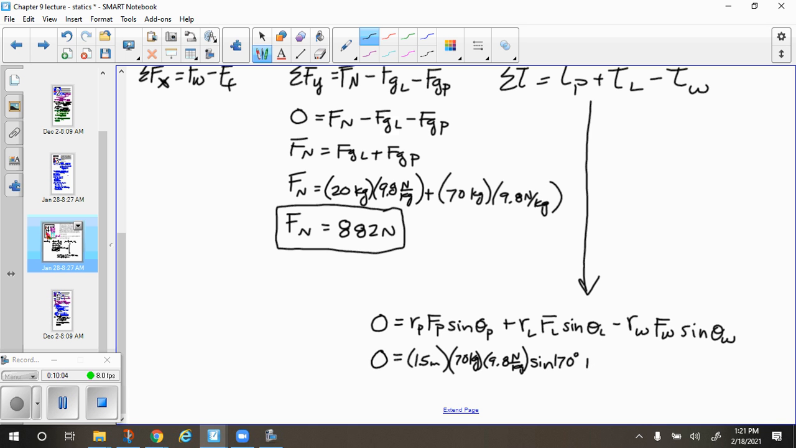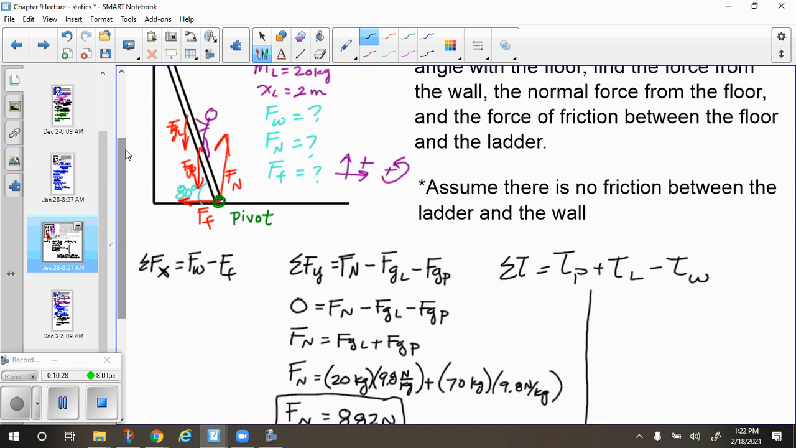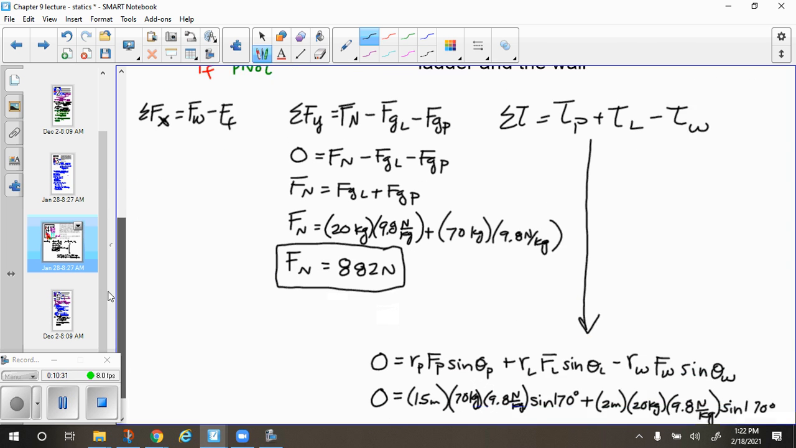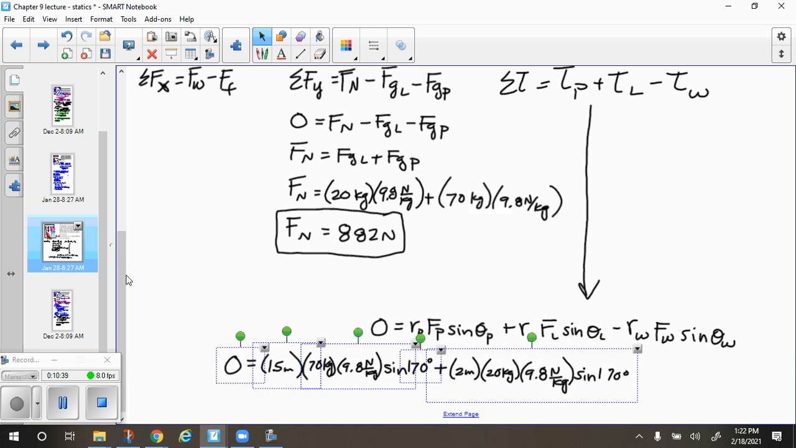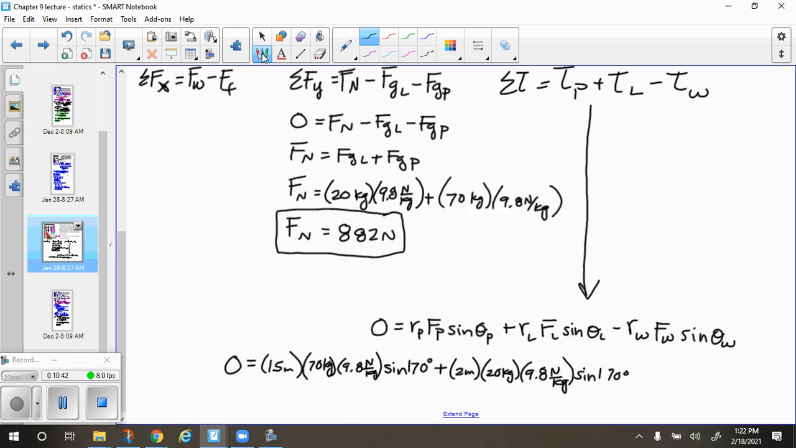Then we're going to add the radius of the ladder, which is 2 meters, because we're going to the center of mass of the ladder, times the force of the ladder, which is 20 kilograms times 9.8 newtons per kilogram, times sine of the same angle, because they have the same 170. We can see those are the same. I didn't leave myself enough room here, so I'm just going to slide this over a little bit. I always wish I had that ability on paper when I'm doing things with paper and pencil.